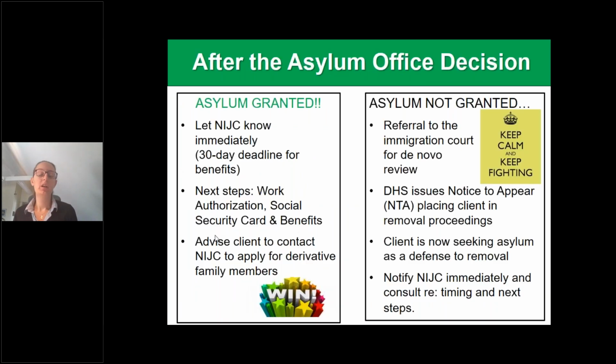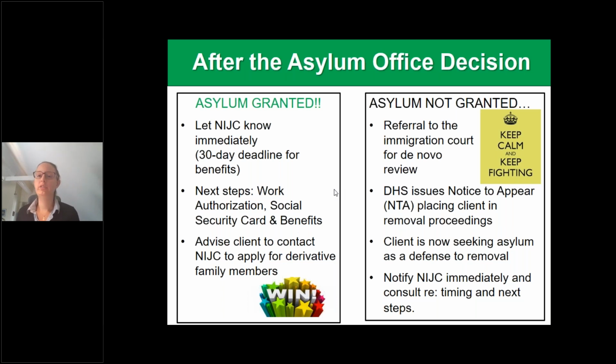So if you're at the asylum office, after you get the decision, if asylum is granted, that's fantastic. You'll want to let us know immediately. There are certain benefits that your client must apply for within 30 days. Afterwards, you'll want to get your client work authorization, a social security card, and access to their benefits. And you'll want to advise your client to contact us for help applying for derivative family members who may still be in their home country.